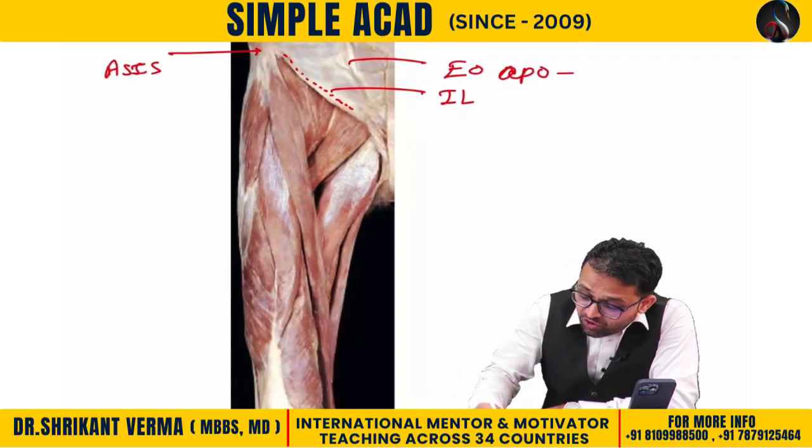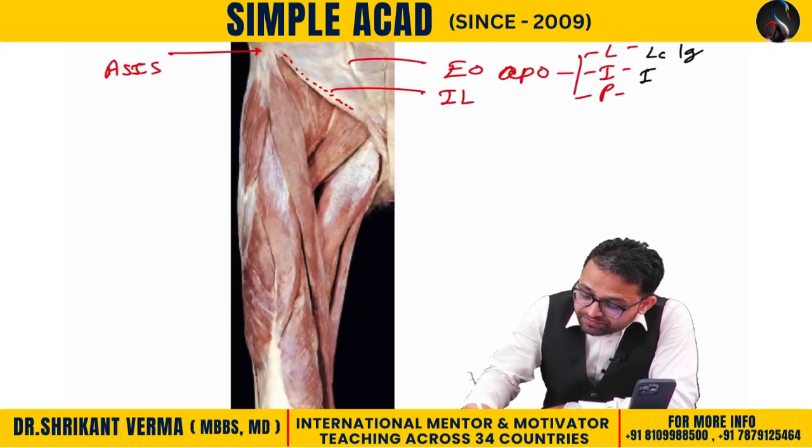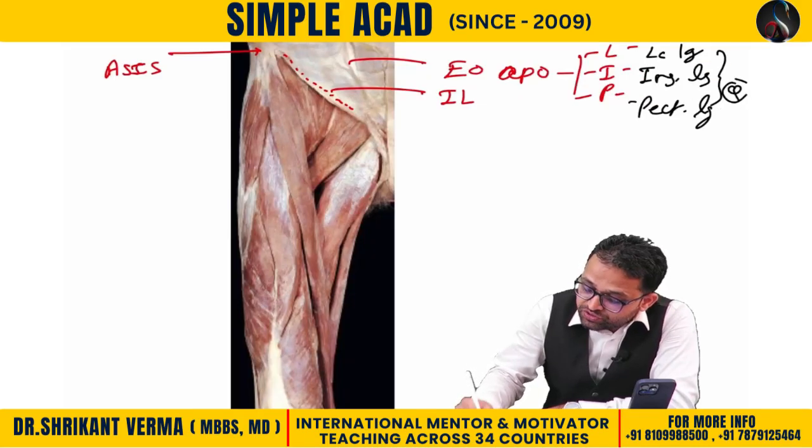Do you remember, the external oblique is making the three ligaments, LIP. Yes, MCQ: L for lacunar ligament, I for inguinal ligament, P for pectineal ligament. These are the MCQs in the NEET PG, na?